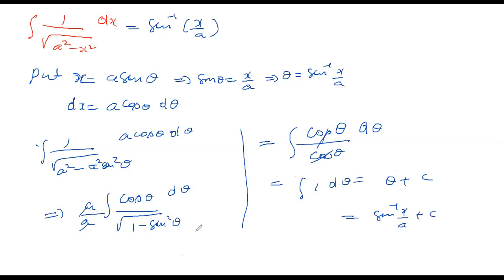I'll take it once again. I'm taking x is equal to a sine theta, dx is equal to a cos theta d theta, and substituting in the integration. Integration of 1 by a square minus x square becomes a square sine square theta. Take a square out, the a cancels, cos theta by root of 1 minus sine square theta. 1 minus sine square theta will be cos square theta, the square cancels, it becomes cos theta. So cos cancels, it becomes 1 d theta. Integration of 1 will be theta. Theta value I know, sin inverse x by a plus c is the answer.